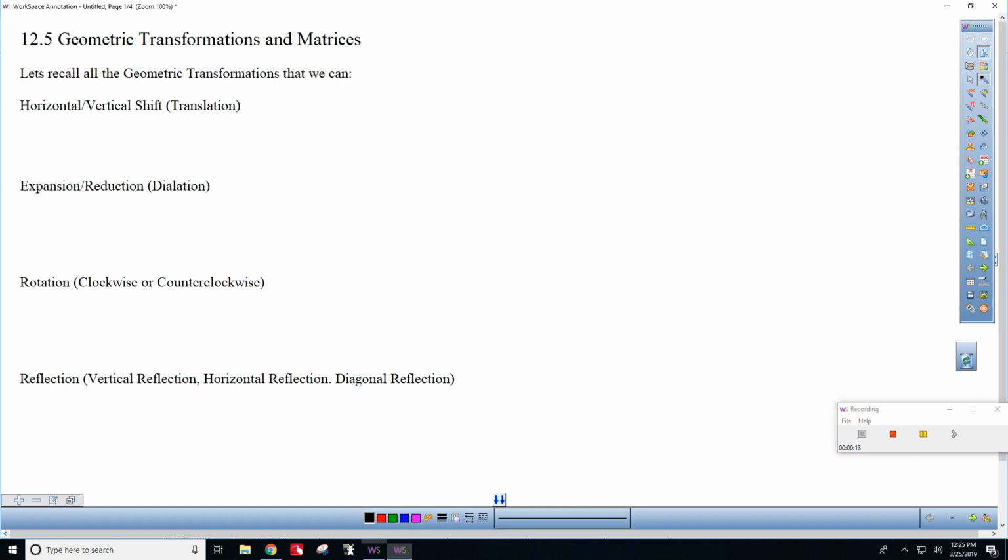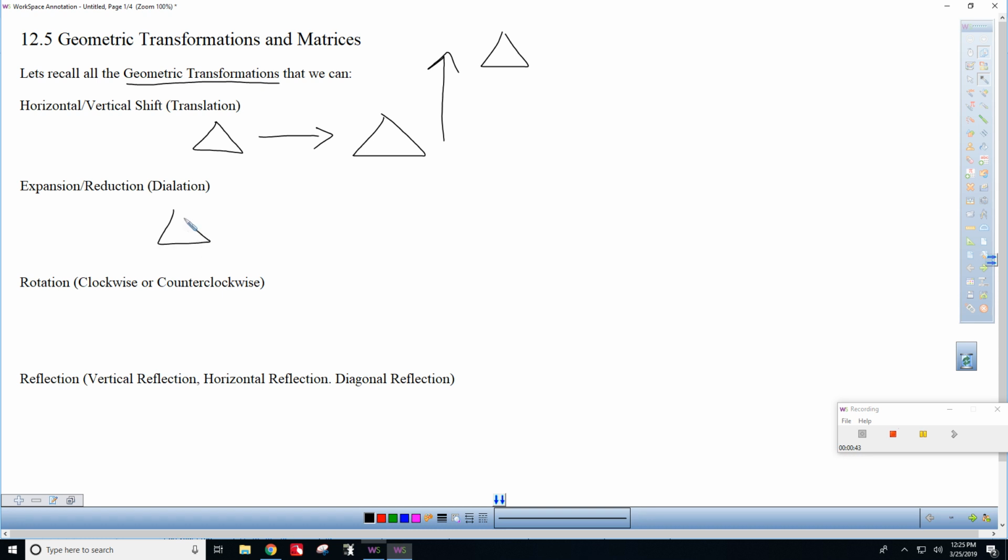Okay, first we need to remember all of the geometric transformations. So, if we took a triangle and we shifted it right, it would not change shape or size, it would just change location. That would be a horizontal shift. We could also shift it vertically. We can do a dilation, so if we took a triangle, we could dilate it, and it would be in the same ratio, with the same angles, the same shape, but a different size.